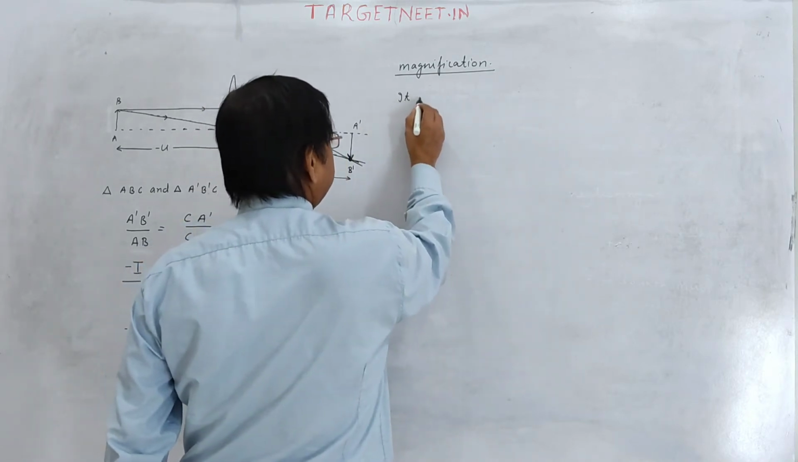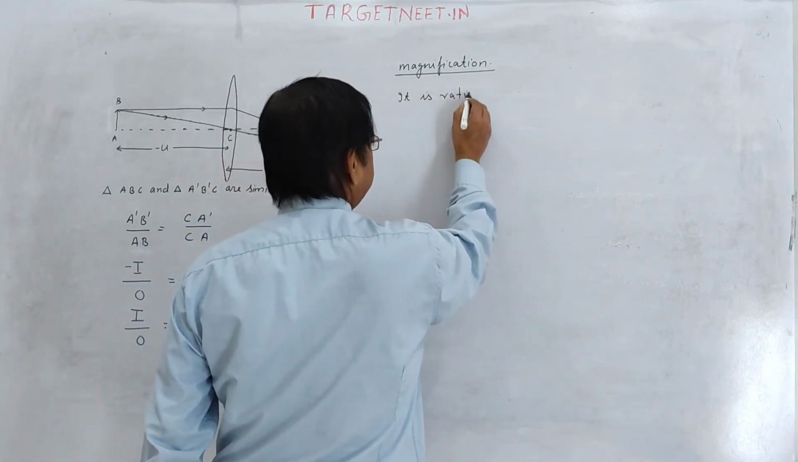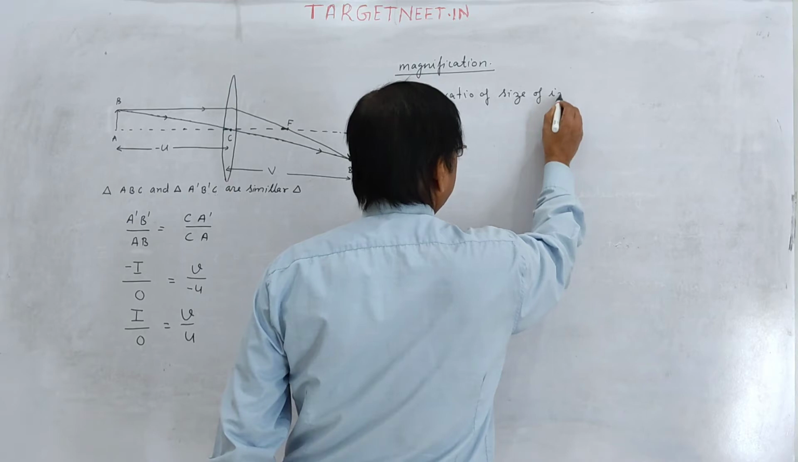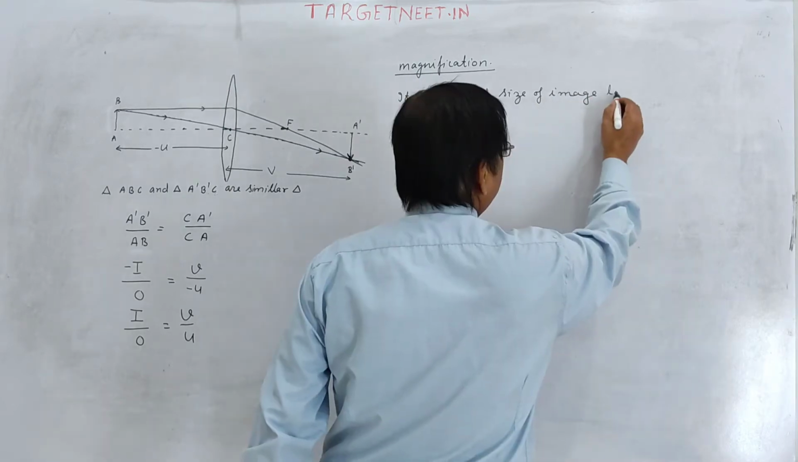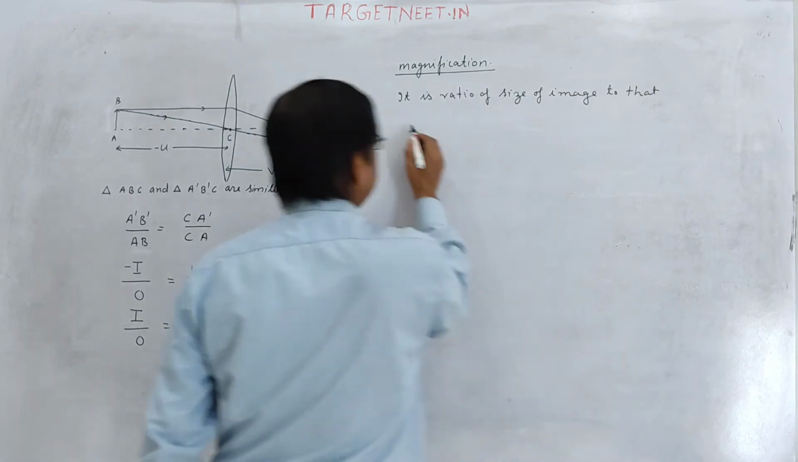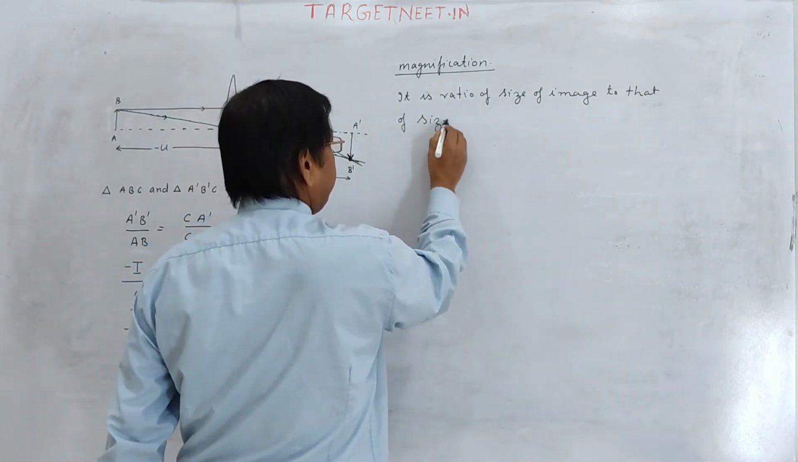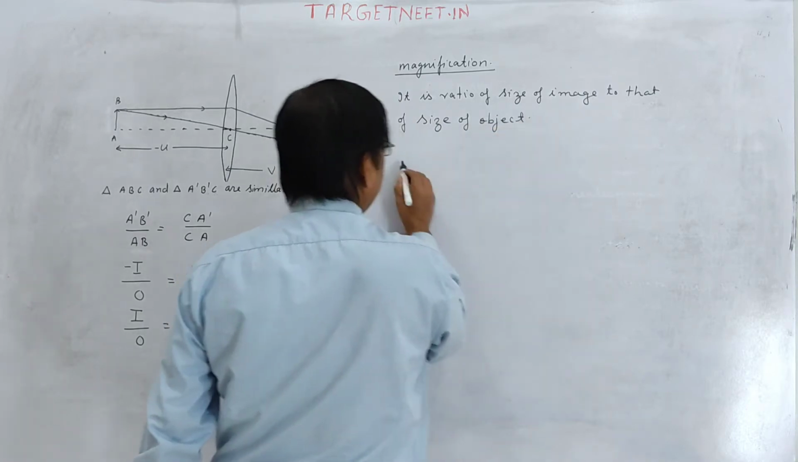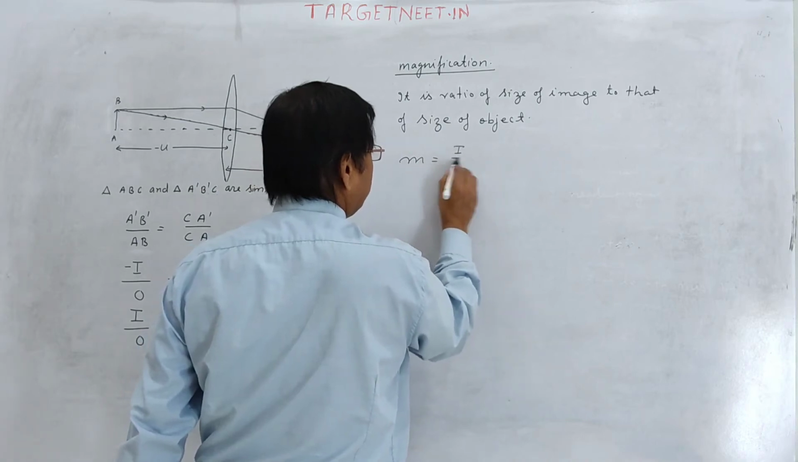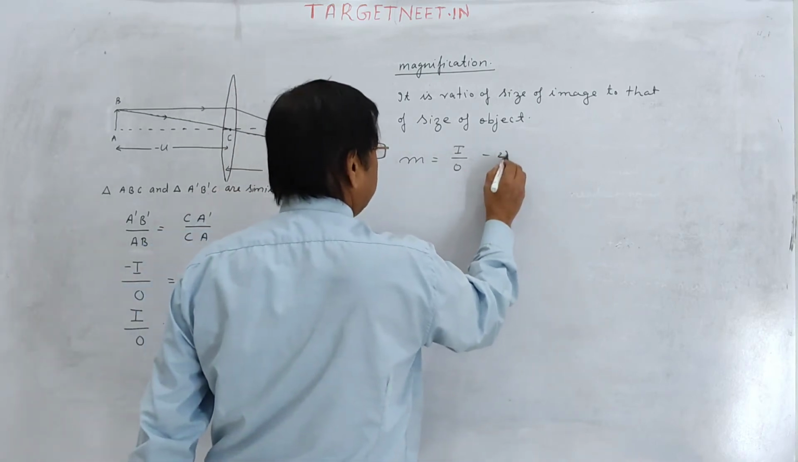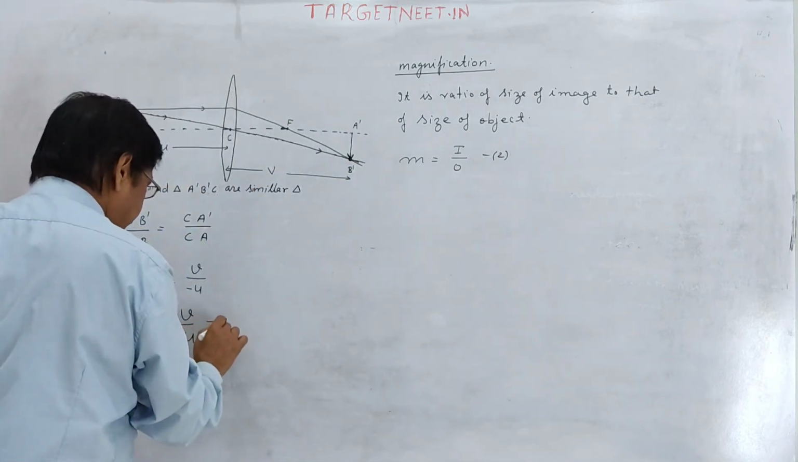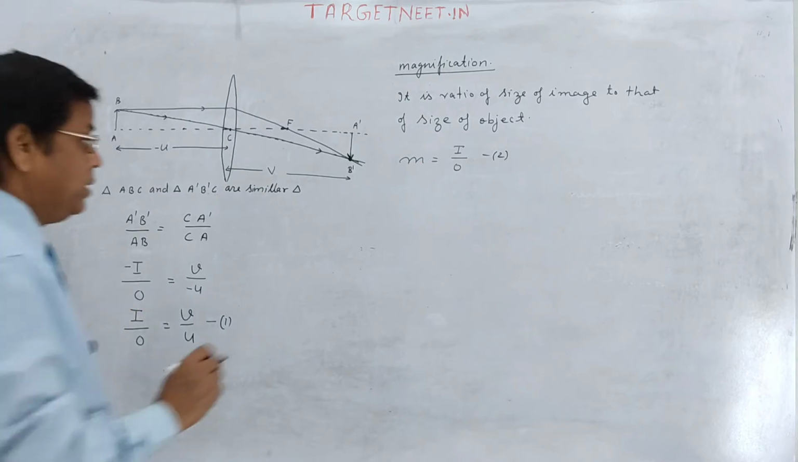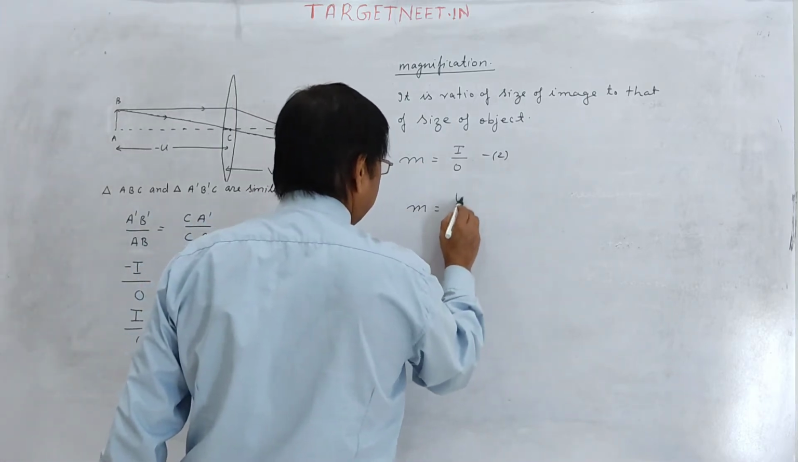Magnification is the ratio of size of image to that of size of object. So M is size of image upon size of object. This is from the definition, and this is what we derived. So if you compare this equation with this equation, we can write at this place M. So M is V over U.